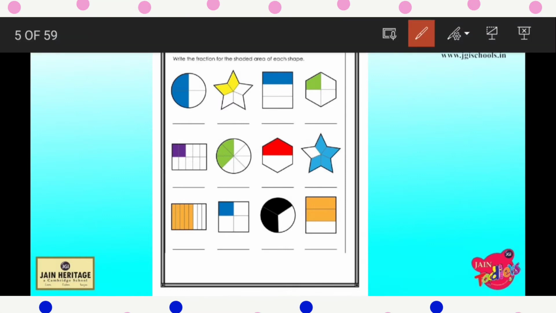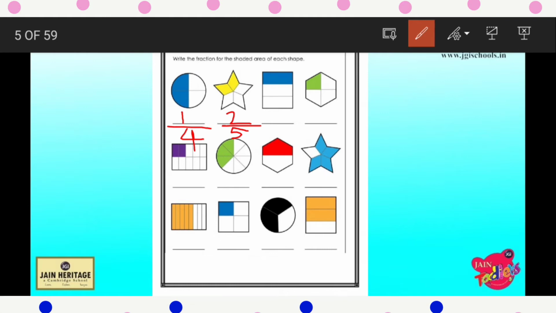Okay, so what will we write here? 1 upon 4. We will write 1 in the numerator and total parts are 4. So 4 will be in the denominator. There is a star. Total how many parts are there? 1, 2, 3, 4 and 5. So we will write 5 in the denominator and 2 parts, that are yellow colored, so 2 in the numerator. 2 parts we have, or the parts that are shaded.